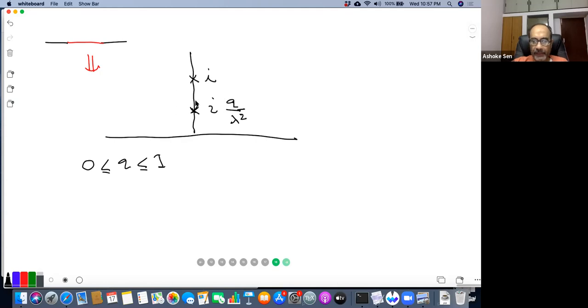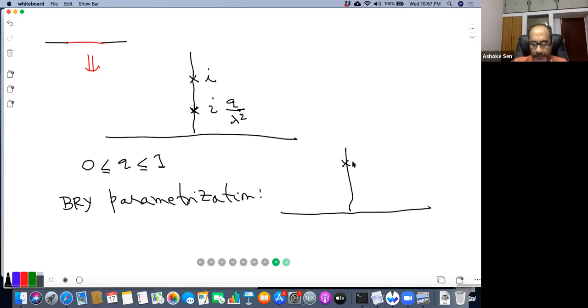Now let's compare with the BRY calculation. How did they parameterize the vertex operators? In the BRY parameterization, one vertex operator was placed at i, the other at iy. Remember the variable y that we had? This is the way they introduced this variable: one vertex operator at i, one at iy on the upper half plane. If we now compare these two pictures, we see that y can be identified with q over lambda square. So this gives a relationship between y and q that we are looking for.